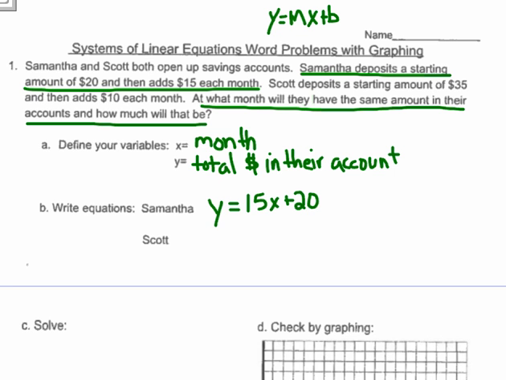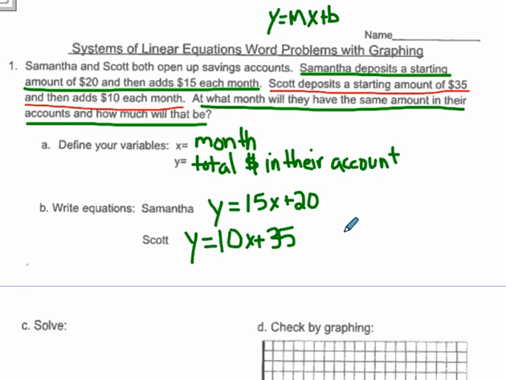Now we'll go ahead and do Scott. Scott deposits a starting amount of $35 and then adds $10 each month. So his equation is going to be y equals 10x plus 35. Okay. Now we can move down.